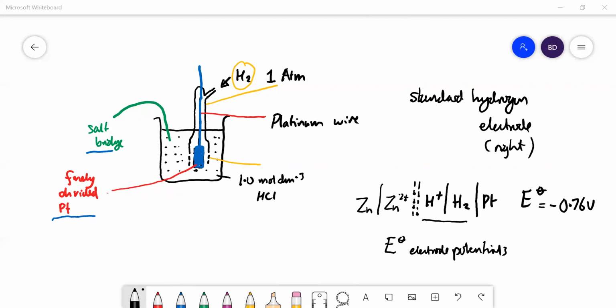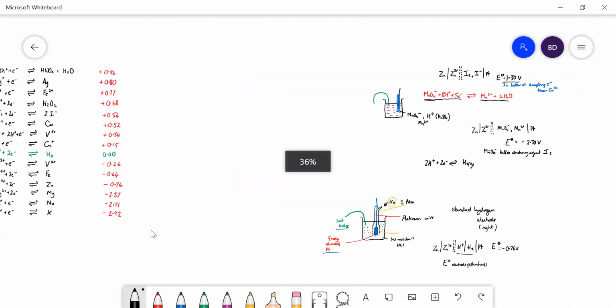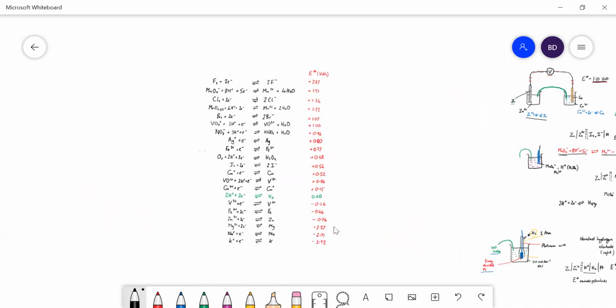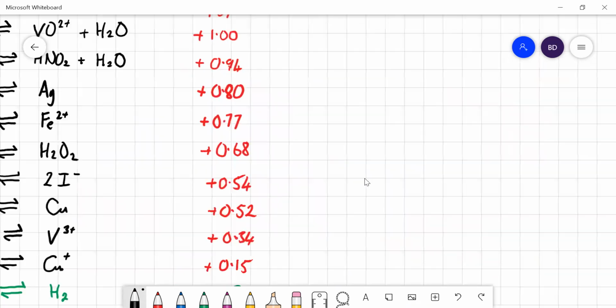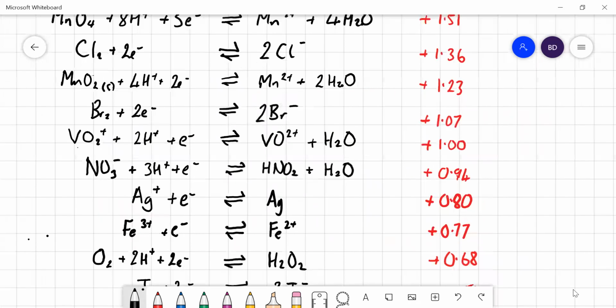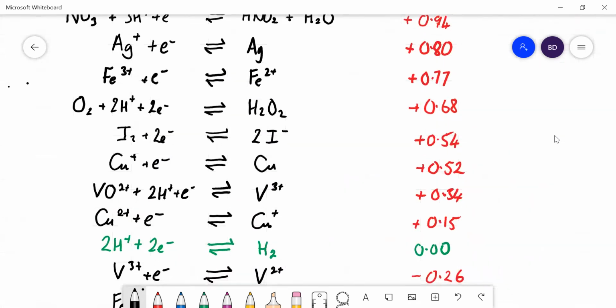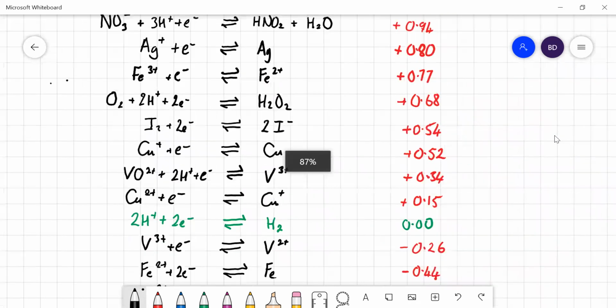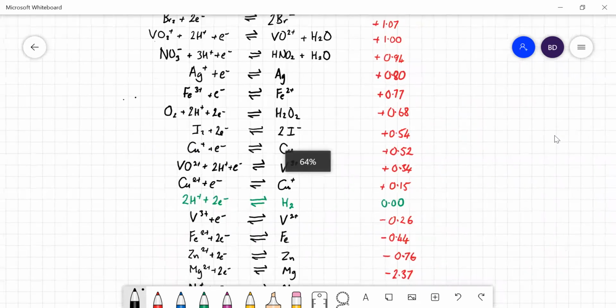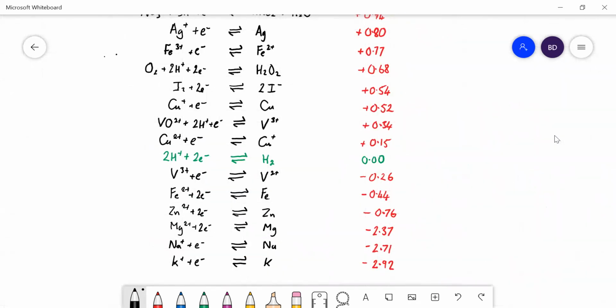I've got them here. Okay, so you can see that list there. I'll just zoom in a bit so you can see it better. Right, you've got a whole load there. Okay, I'll shrink this. Now you can see hydrogen, I've done that in green there.